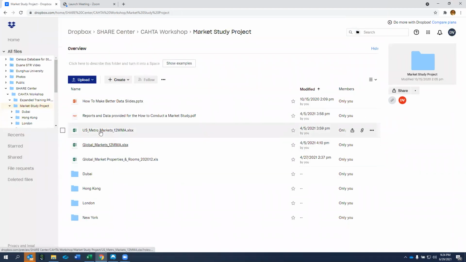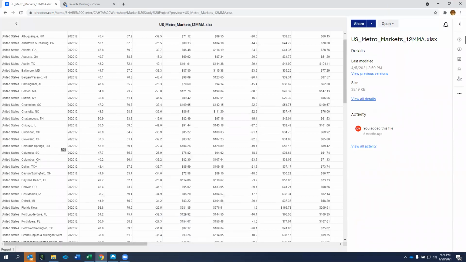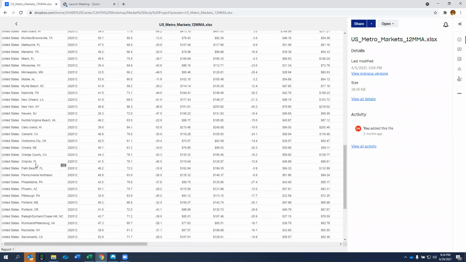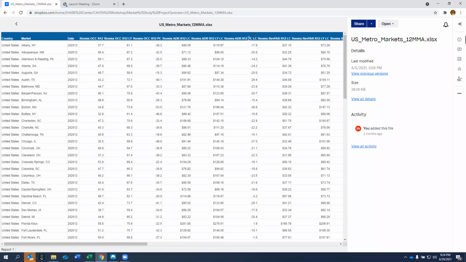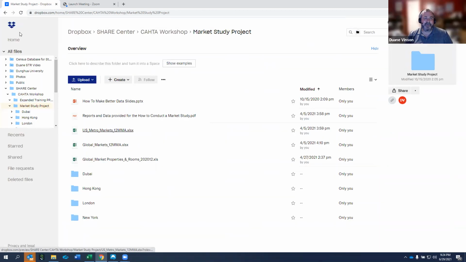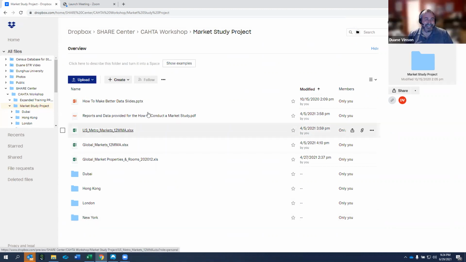Okay. For the US metro markets, same thing. These are just listed in alphabetical order. You have the same data. And I think here I did include only, yes, the ADR, the room revenue, the RevPAR is only in US dollars, of course, because that would also be the same as the local currency. All right.